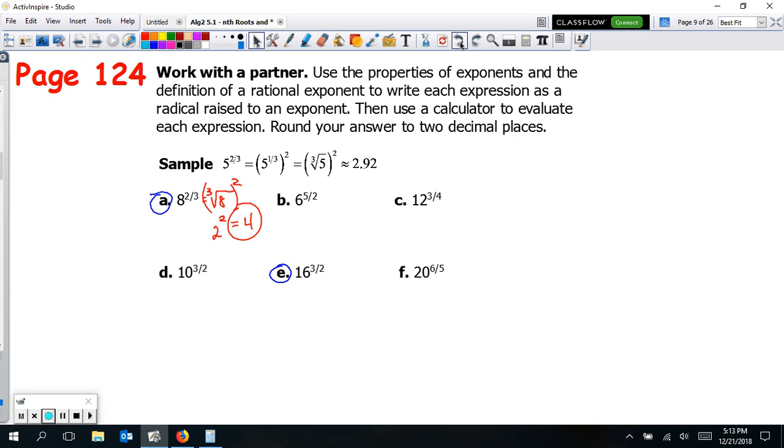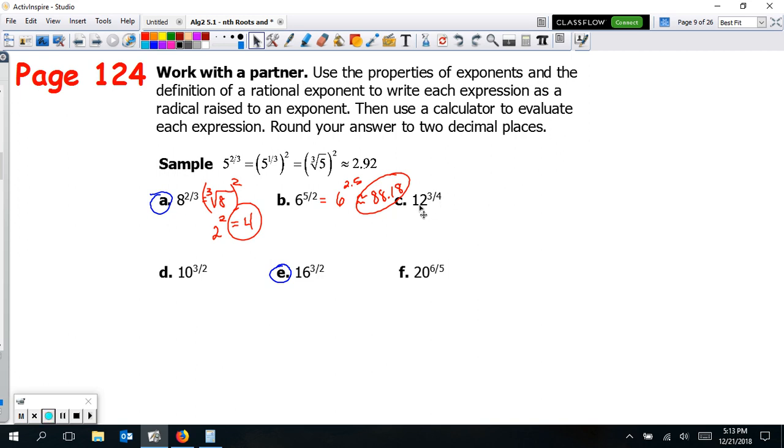But B, we're going to need a calculator for. 5 over 2, I can convert that to a decimal if I wanted to. That could be 2.5, and then just put that in the calculator. That might be a little easier. So that's approximately 88.18 on your calculator. C, 12 to the 3/4 power. We can try this and see, is there a 4th root of 12? We're going to be able to do that.